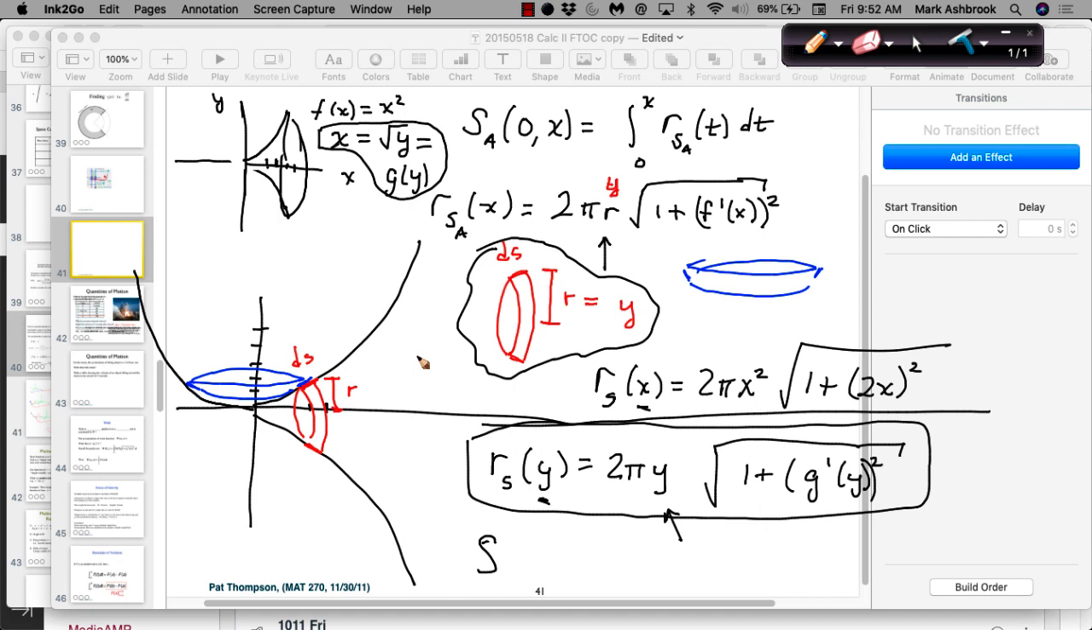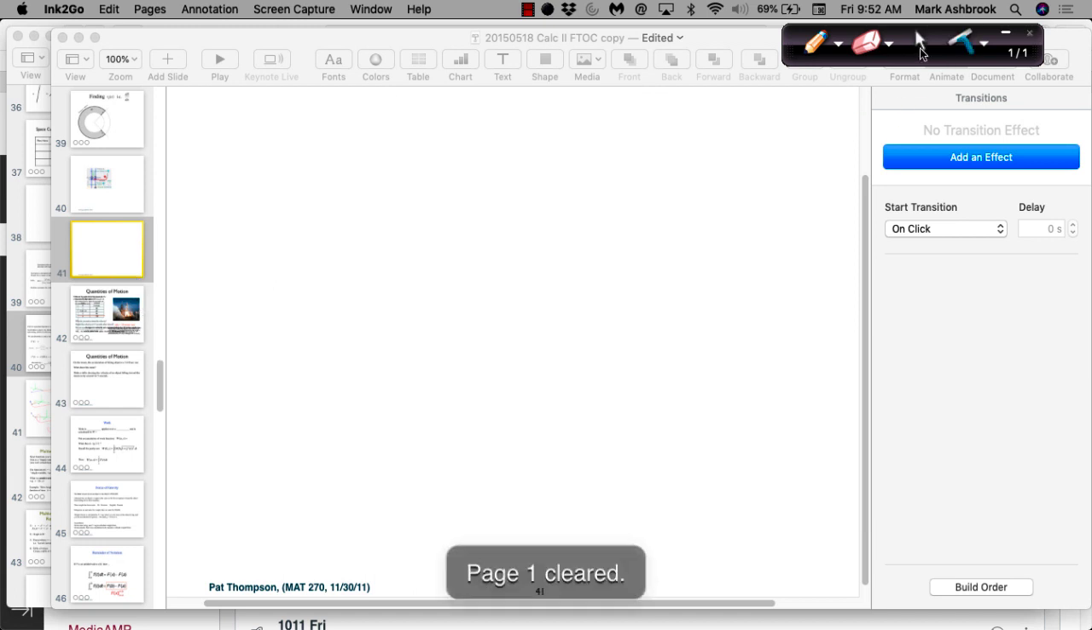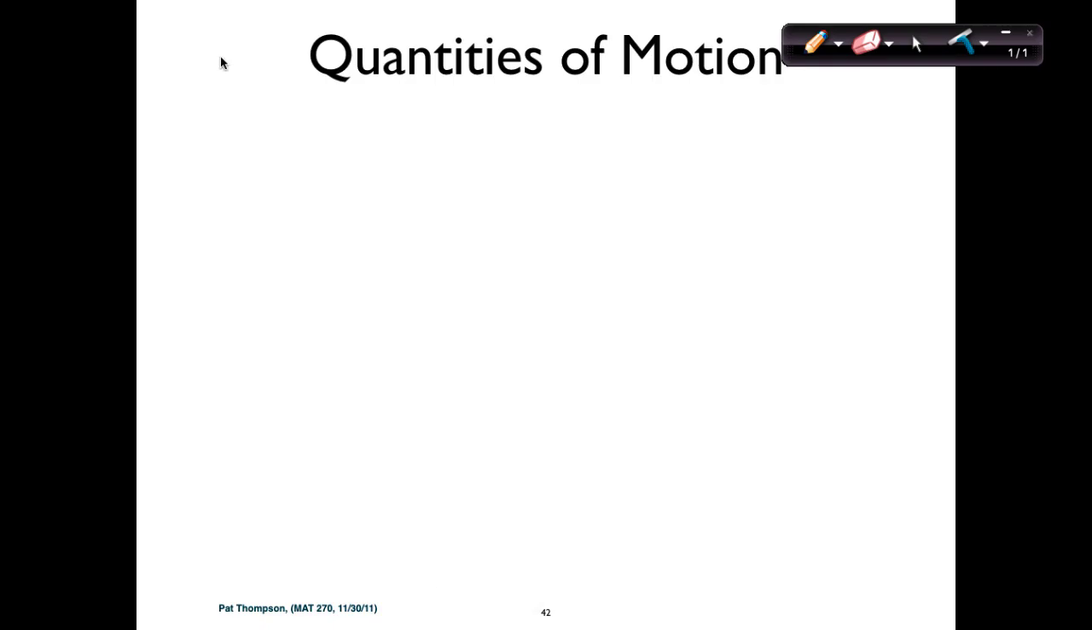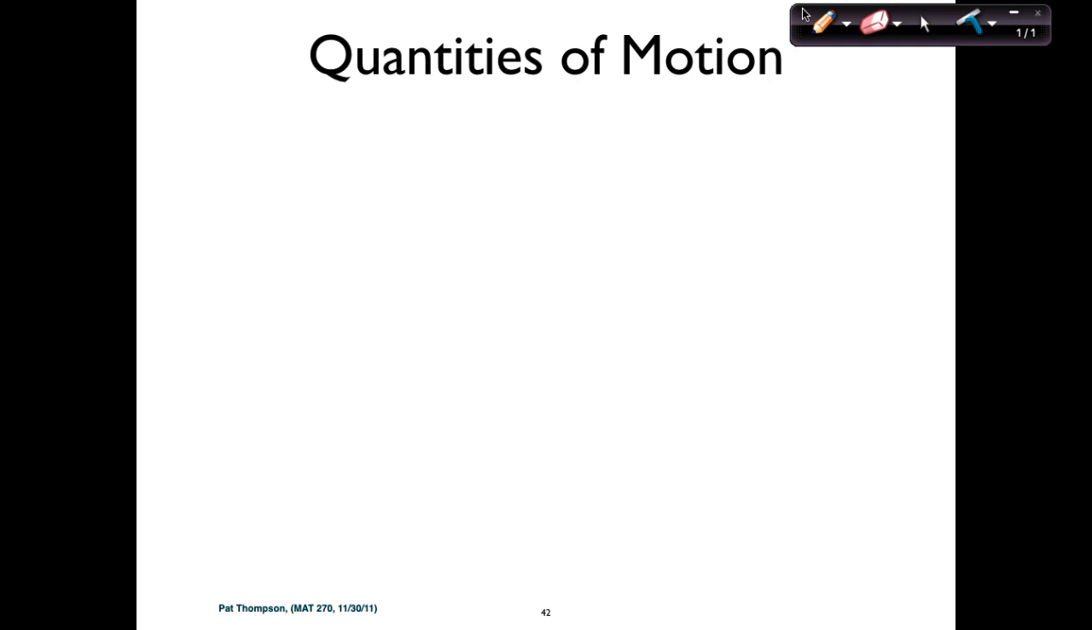Draw the pictures. Okay, so let's change the subject here a little bit. We're going to talk about quantities of motion. We've been talking about a lot of geometry quantities, right? So signed area, volumes of revolution. What was the next one? Arc length and surface area. Those are all kind of geometry quantities. Now what about quantities of motion?